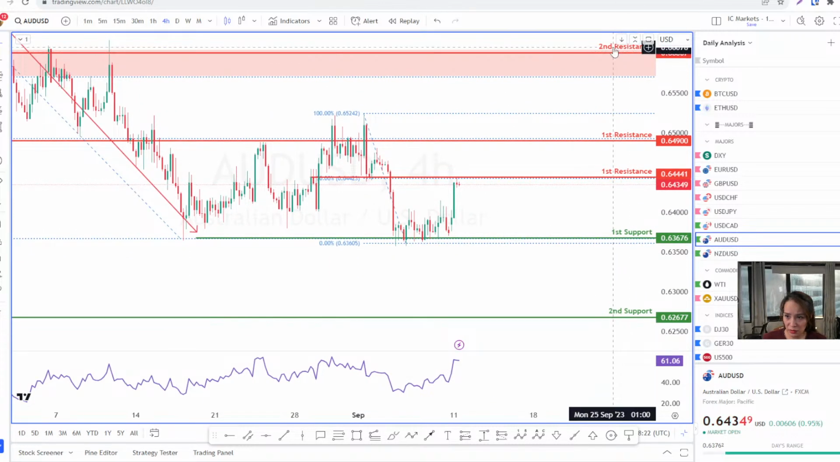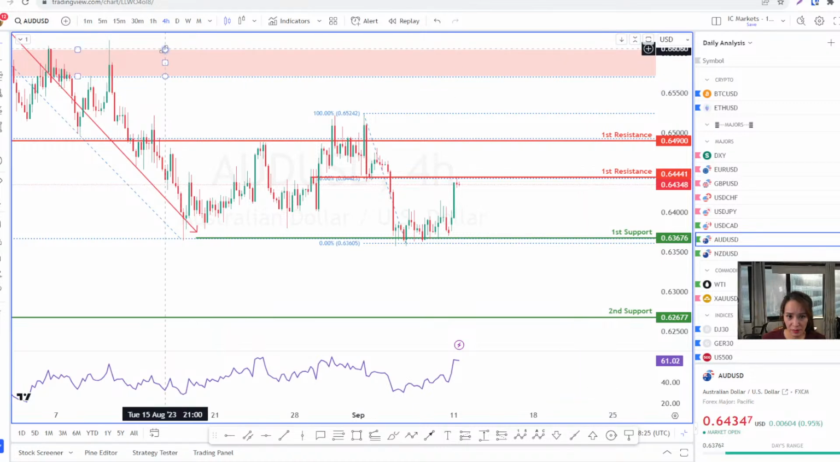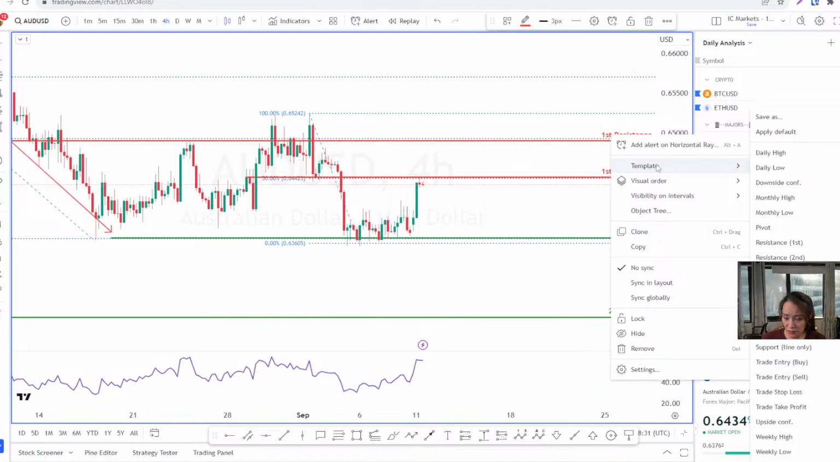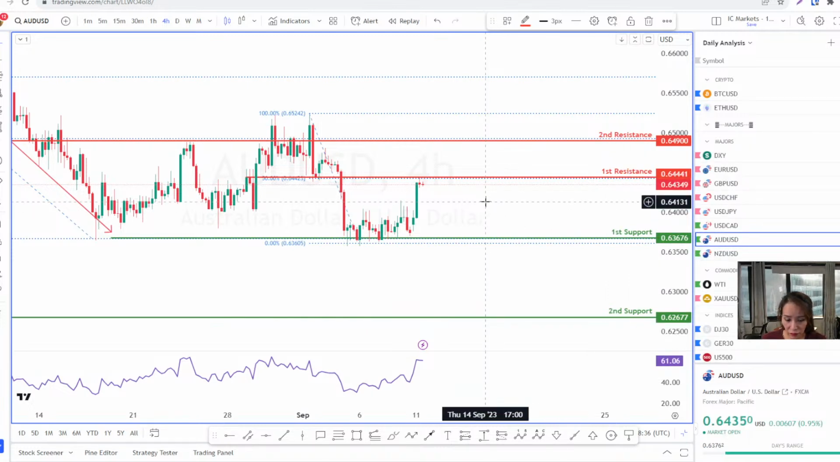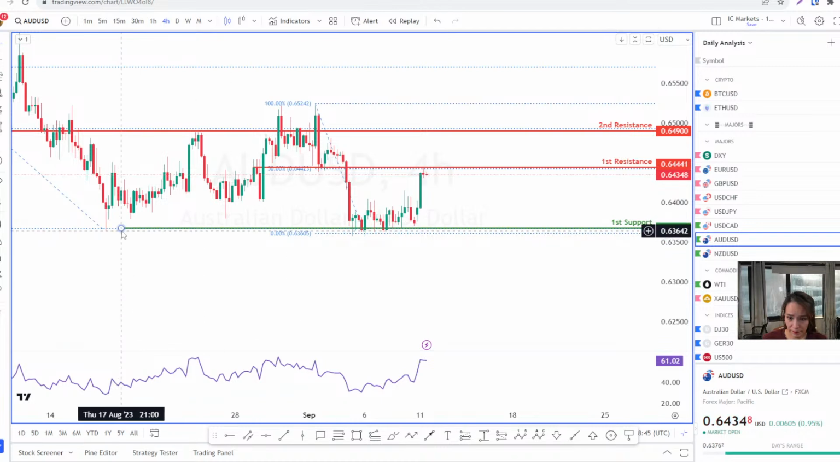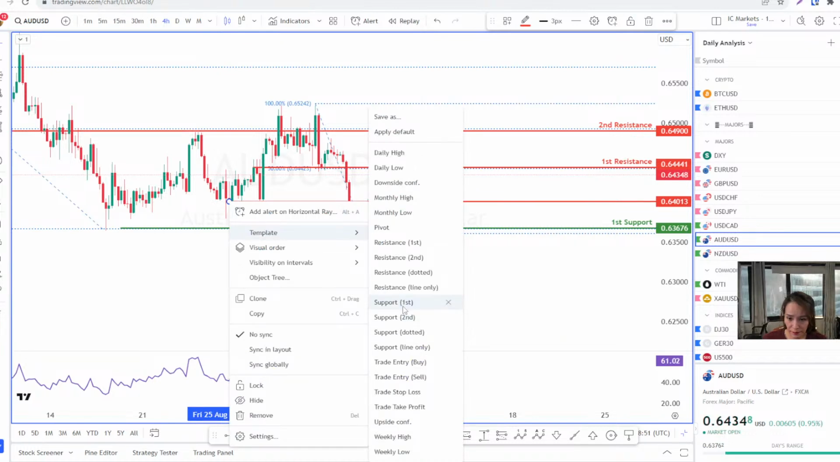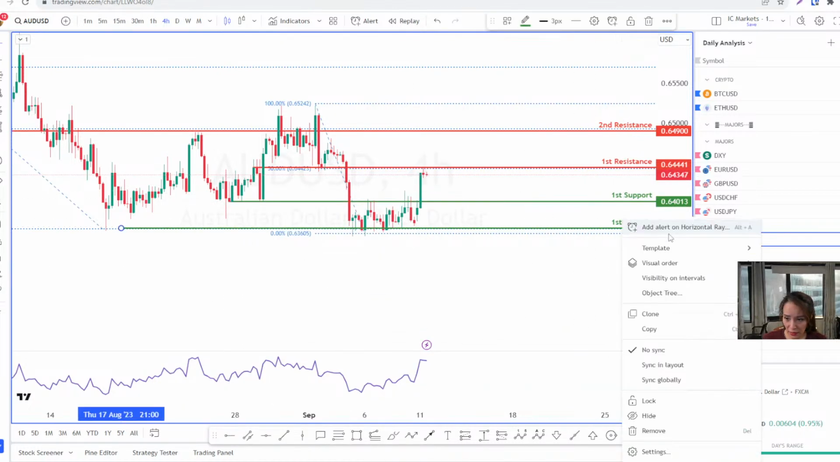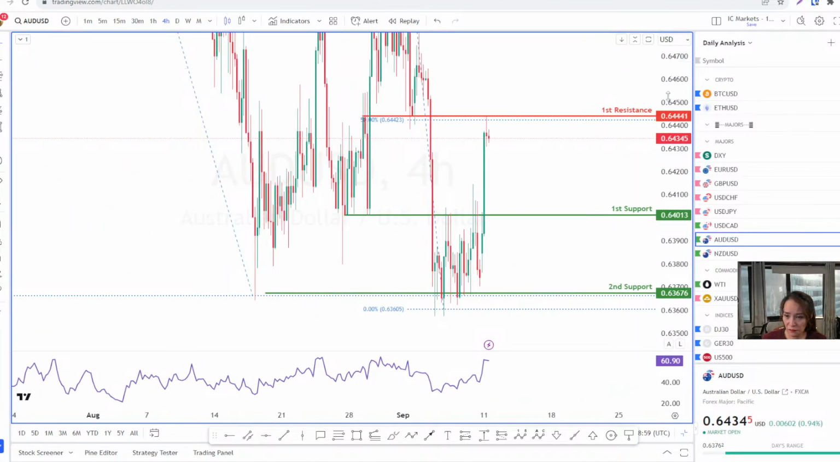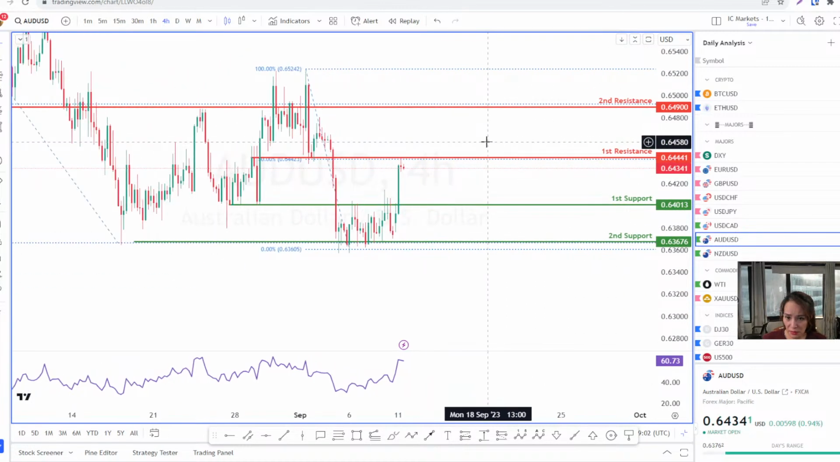Okay, so second resistance, we will remove the one for the daily time frame. We're going to base on H4. So basically, this first resistance in H1 is going to be the second resistance for H4. So if you ask me where is the support, I think this could be my first support here, and this could be second. Okay, so in H4 it looks something like this.